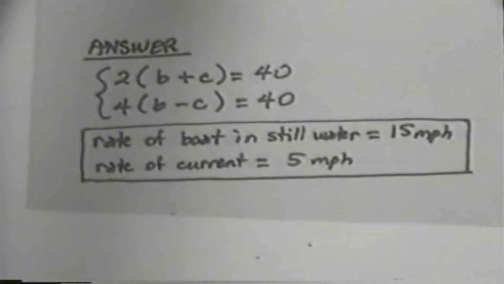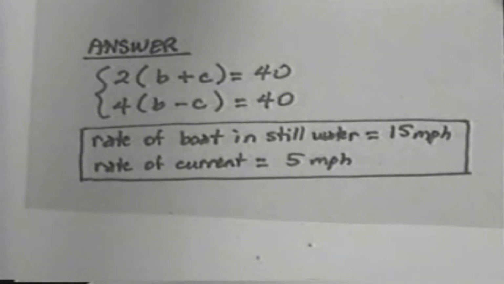Your answer has 2 parts. One is the system of equations, and the other is the answer to the problem. Your first equation, 2 times the expression b plus c equals 40. Second equation, 4 times the expression b minus c equals 40. The rate of the boat in still water is 15 miles per hour. The rate of the current is 5 miles per hour.